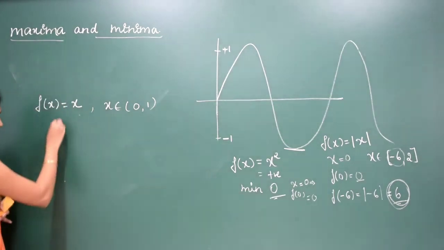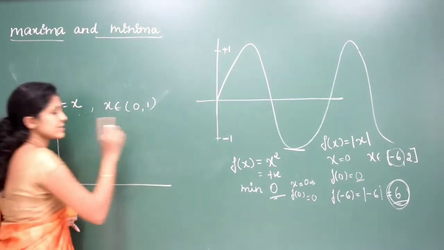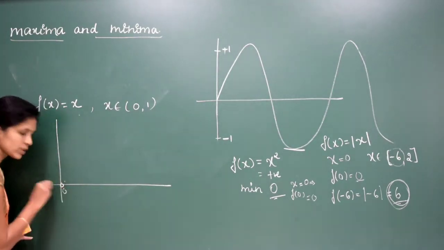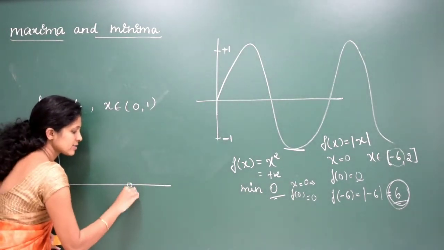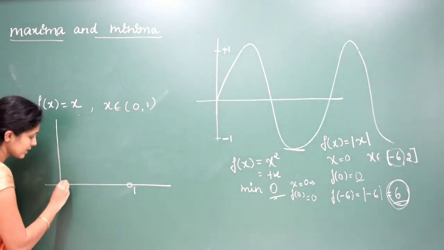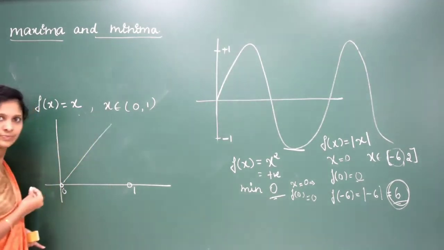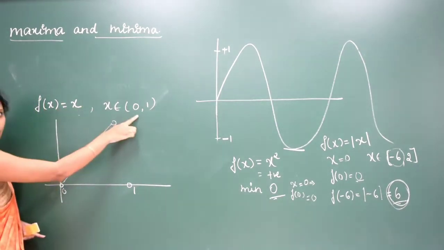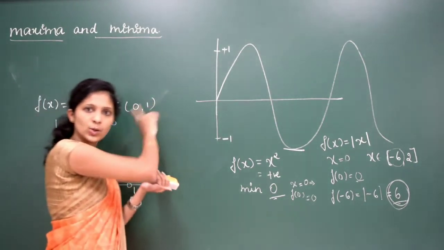If I draw the graph of this function, it is defined between 0 and 1, right? So this will be 0, but it is not included, and this will be 1, which is also not included. From here the graph goes like this, a straight line. At these points it is not defined, I mean it is not included. It is only from 0 to 1.